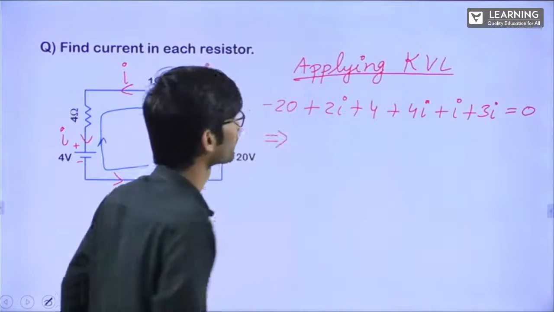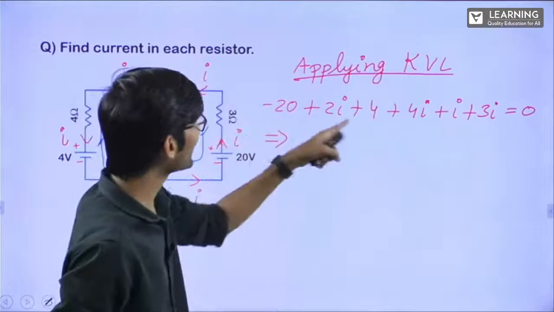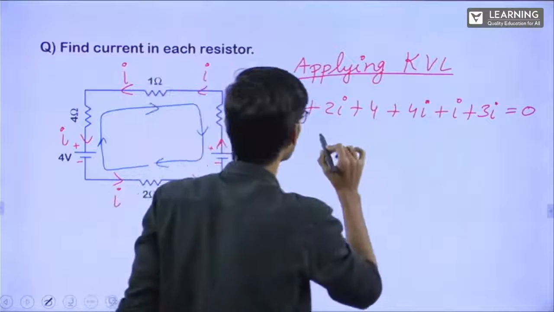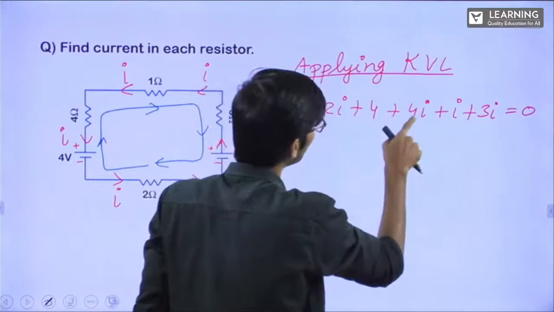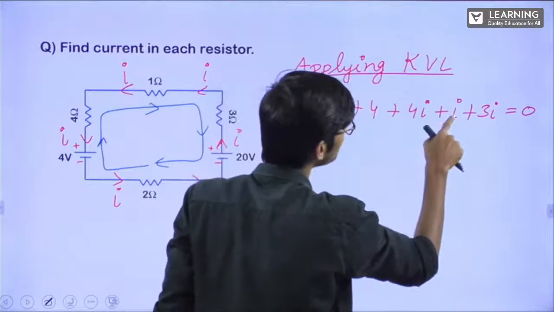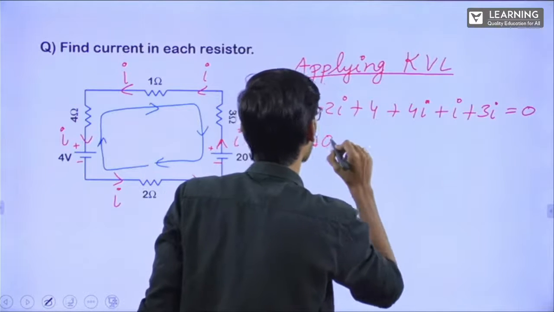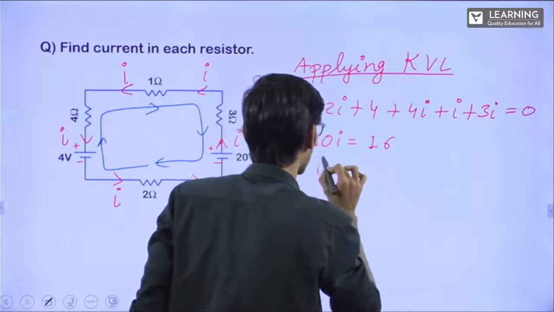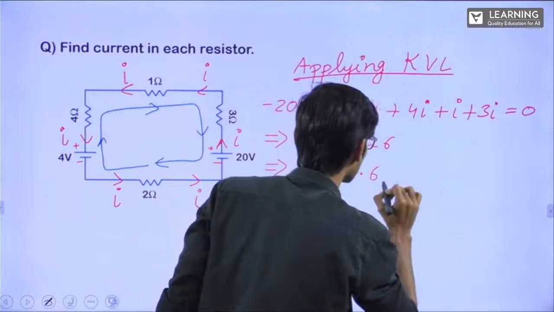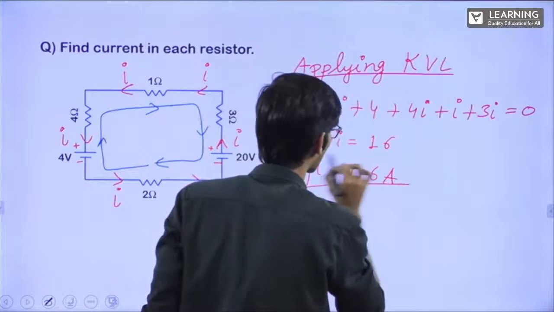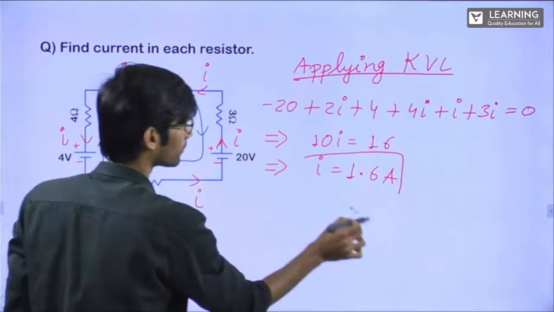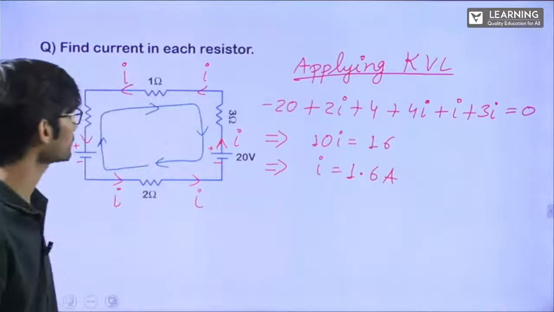Now see, minus 20 plus 4, minus 16, it will go that side, it will become 16. And here 2I plus 4I, 4, 5, 6, 7, 8, 9, 10. 10I is equal to 16, I is equal to 1.6 ampere. Since it is positive, that means the direction of current we have assumed was correct. Note it down. Clear?